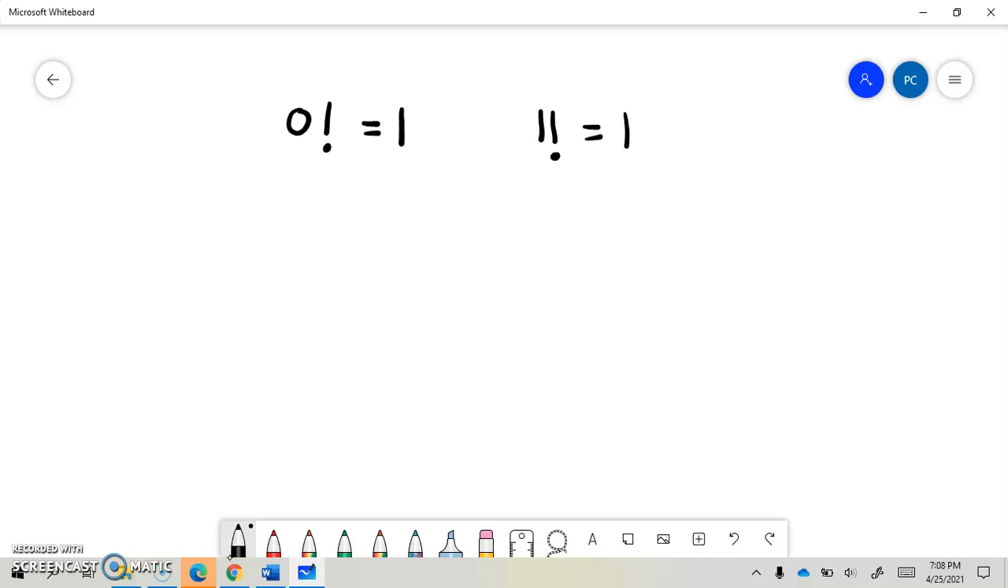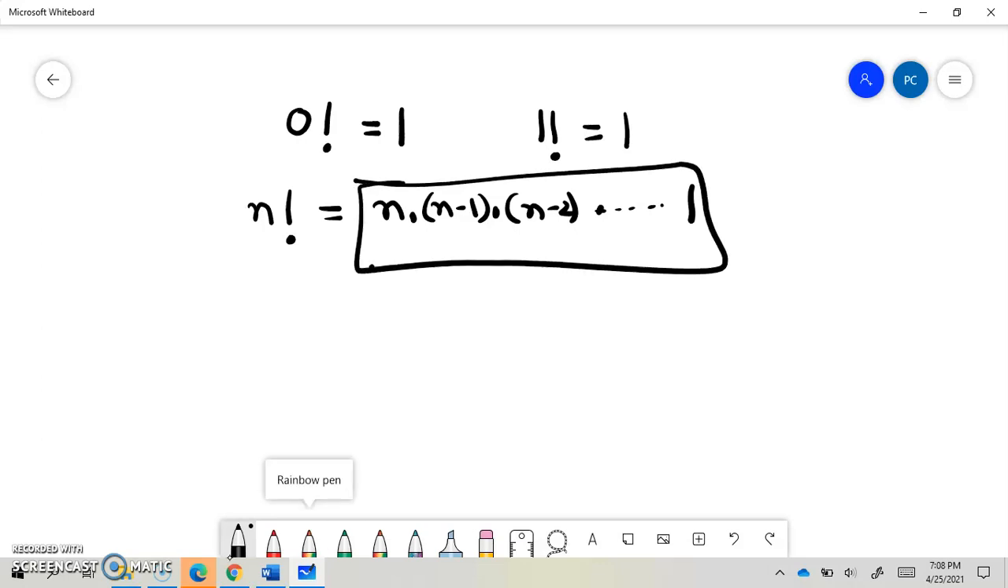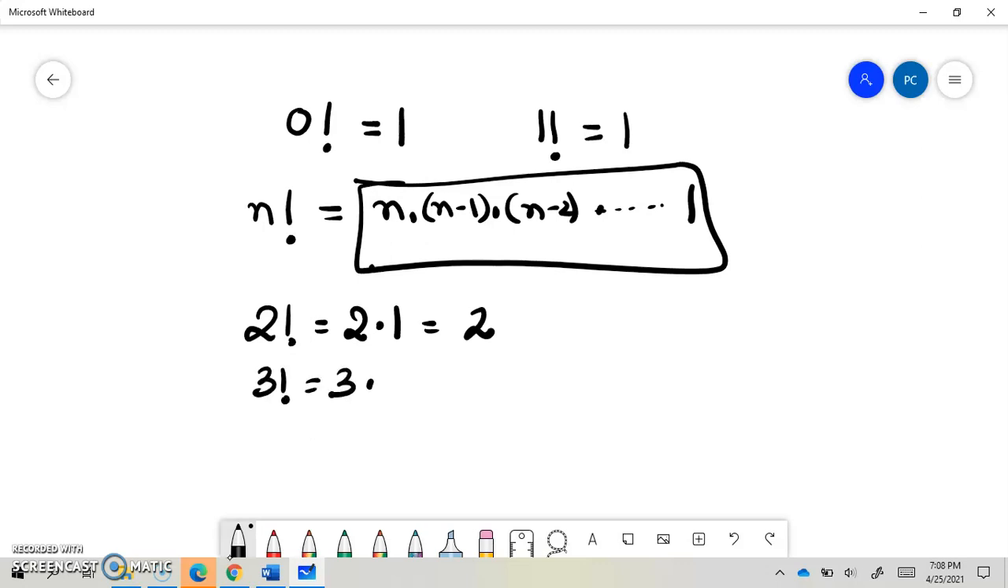1 factorial is also defined as 1. For any other natural number, n factorial is equal to n times the previous number times the previous number and so on until we reach 1. So we need to find the product of each of these numbers. That is called n factorial. Suppose we have to find 2 factorial. That would be 2 times 1, so that is 2. 3 factorial, we start from 3 times the previous, times 1. Stop at 1. 3 times 2 times 1 is 6.